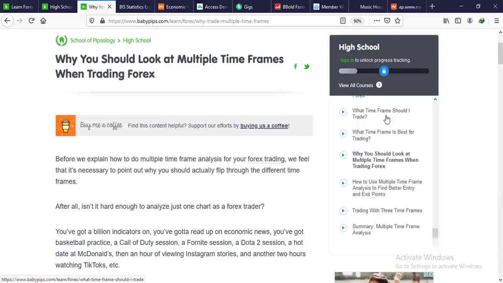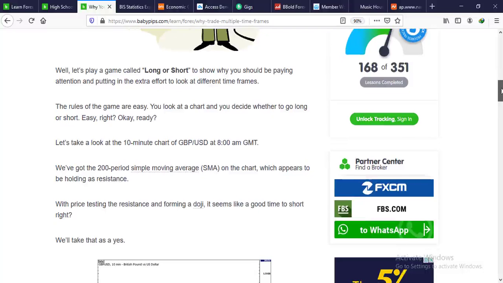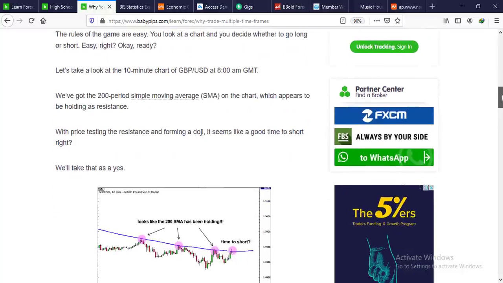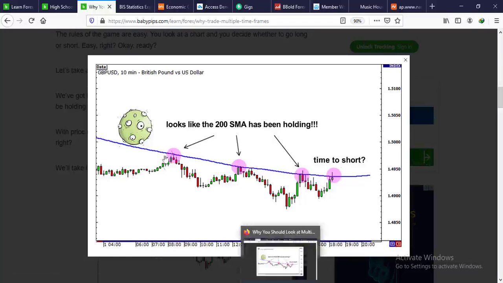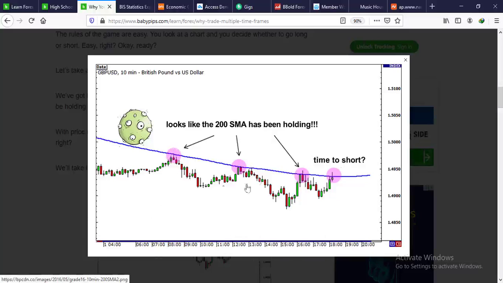Here we are learning from Babypips that it is important for us to look at multiple time frame analysis for our forex trading. So we're going to look at the chart right now and see how Babypips drew up a chart and also put an indicator on the chart. The moving average you are seeing is the 200 SMA, and the price action is that price is hitting resistance here, resistance here, resistance here, and resistance here.